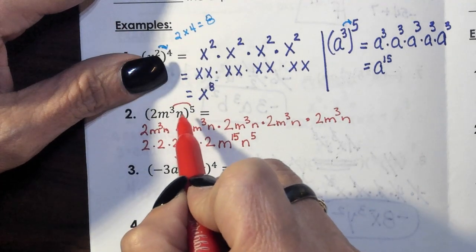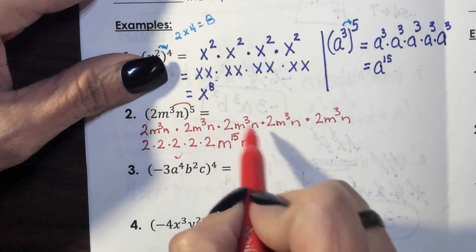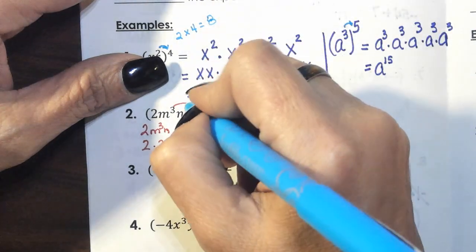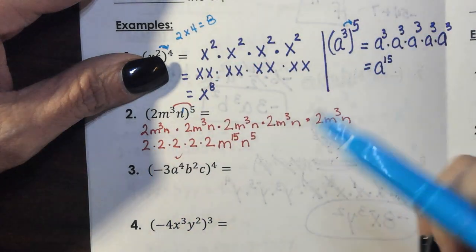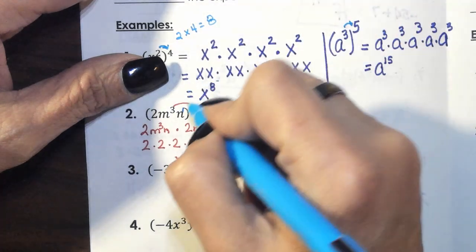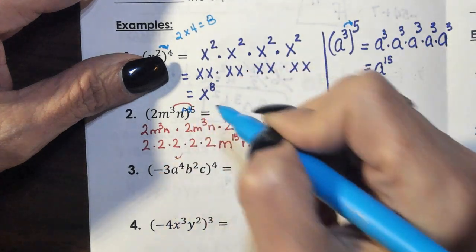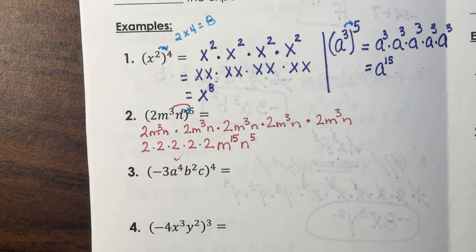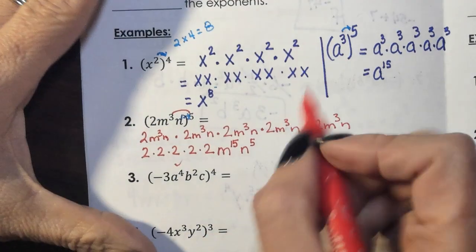But how did I get from here to here? On the end right there, there is a 1. If it's not there, it's understood that it's a 1. 1 times 5 is 5. Okay, we're almost done. We haven't quite finished because we can't say the answer is 2, 2, 2, 2, 2 multiplied by m to the 15th, n to the 5.